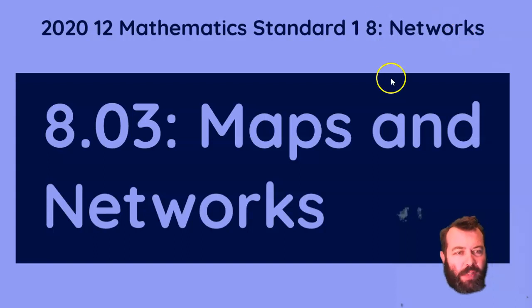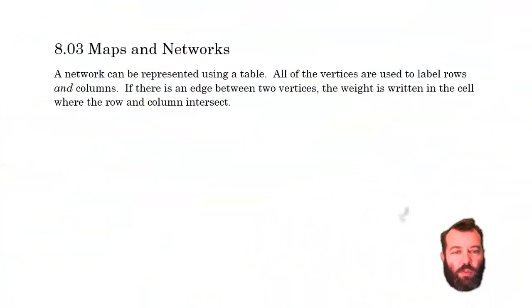We're looking at maps and networks today. Really, I should probably call this graphs and tables, because that's what we're going to be looking at. Until now we have mostly looked at our networks as a graph, as dots and edges, vertices and edges. We've drawn them up.